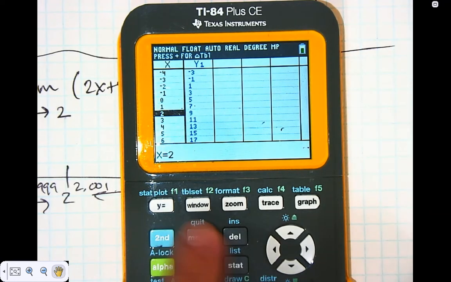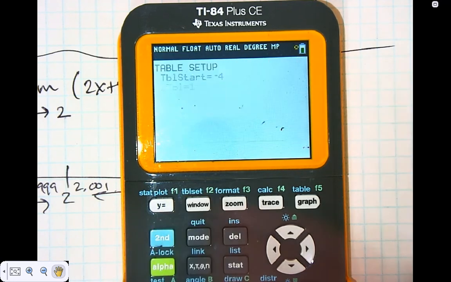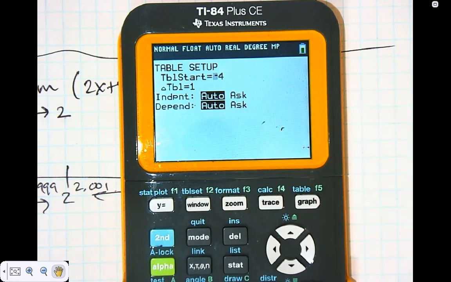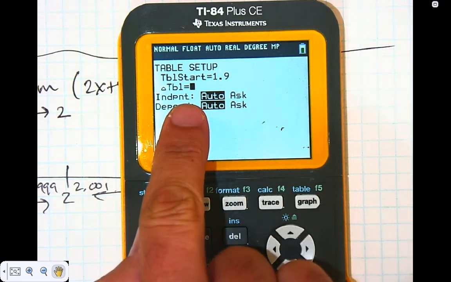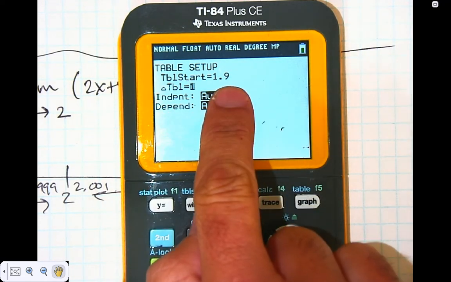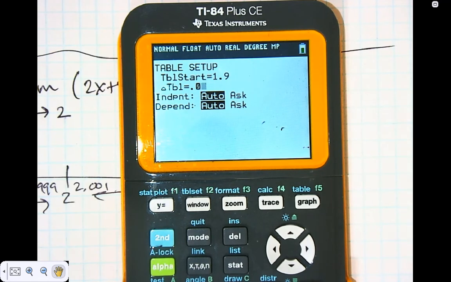And so how can I switch that? Well, right up here is table set. So if you guys go second, window, let's start our table. We want to get close to 2. Well, what's close to 2? 1.9 is pretty close to 2. But then here, this delta table, I don't want to go up by 1, or my next value is going to be 2.9. So let's go up by like 0.01. Those are going to be our steps.